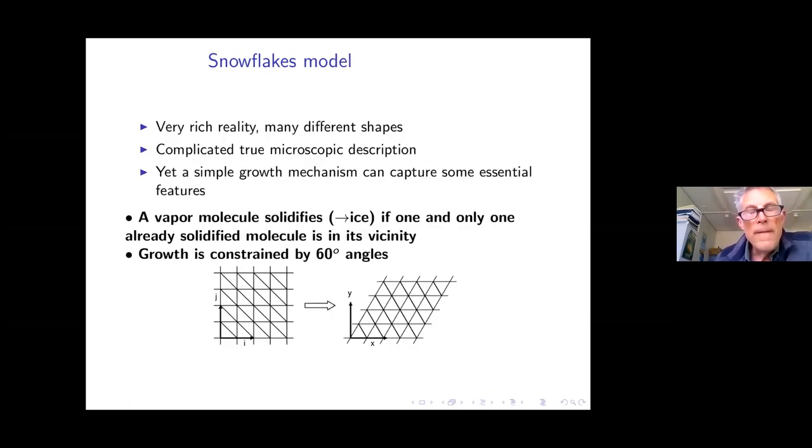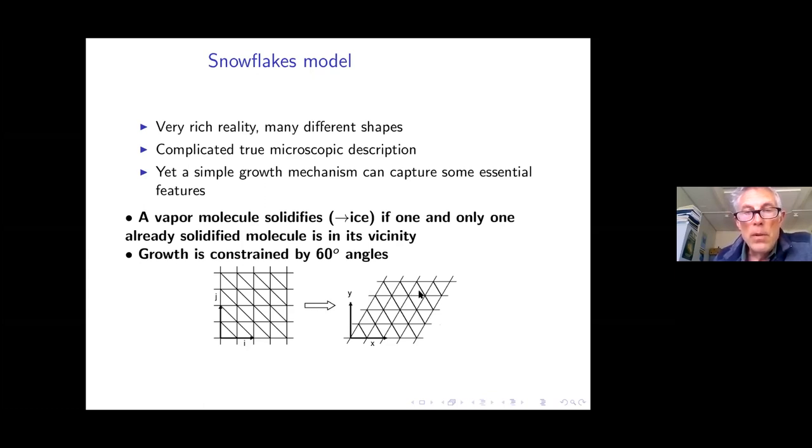And the rule is actually very simple. So you have a system, a grid like this, okay? And each of these little cells can be either white or black. So if it's black, it means it's an ice cell, so it turns into something icy. And if it's white, you just assume there is just water vapor there.